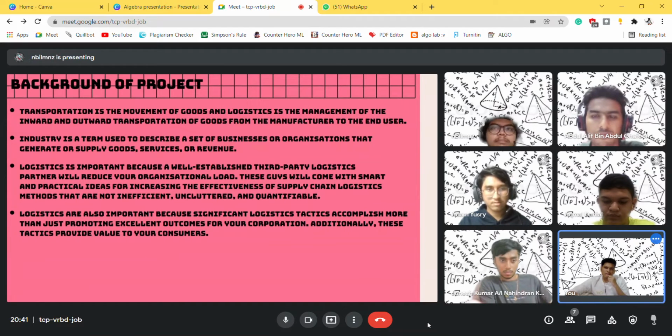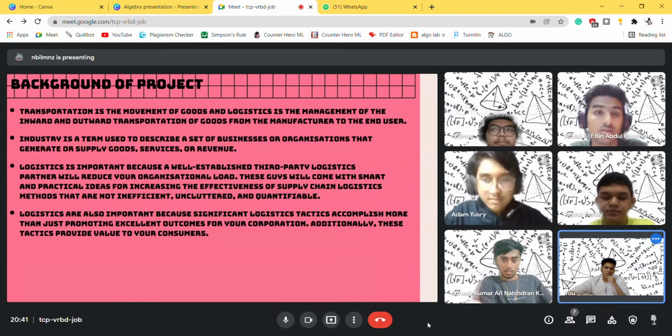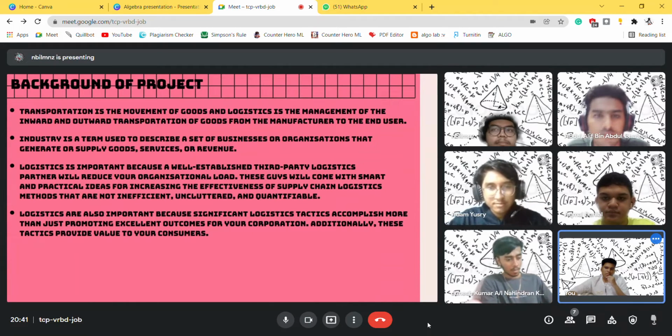After that, logistics is important because a well-established third-party logistic partner will reduce your organizational load. These guys will come with smart and practical ideas for increasing the effectiveness of supply chains, with logistic methods that are not inefficient, uncluttered, and quantifiable. And the last one, logistics are also important because logistic tactics accomplish more than just promoting excellent outcomes for your corporation. Additionally, this tactic provides value to young consumers.